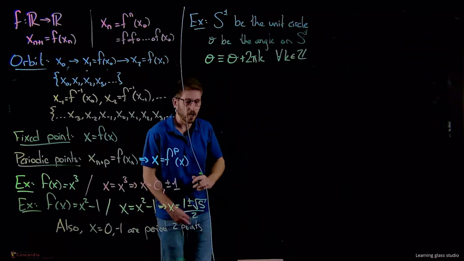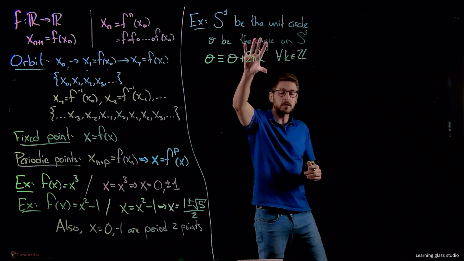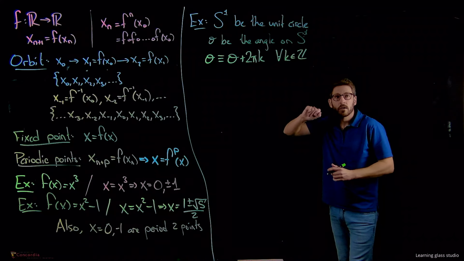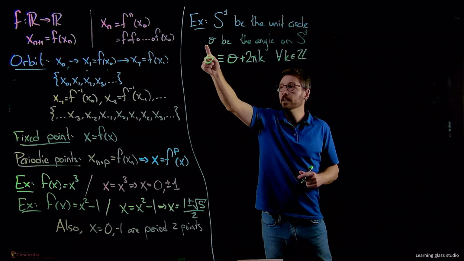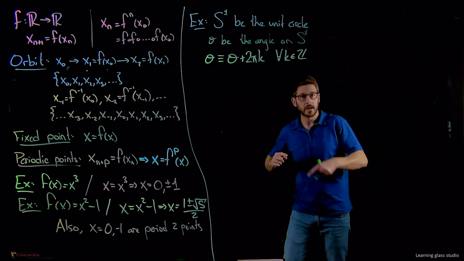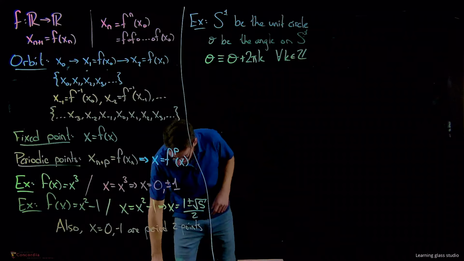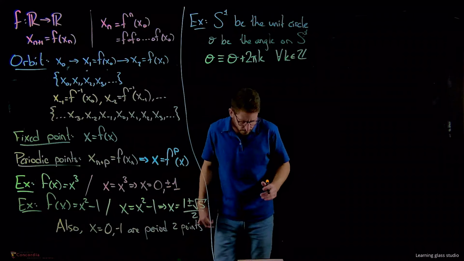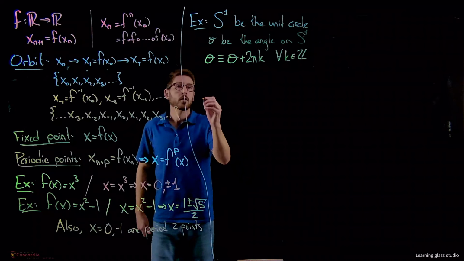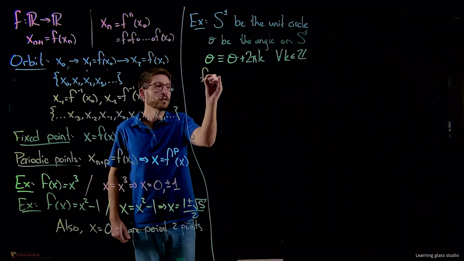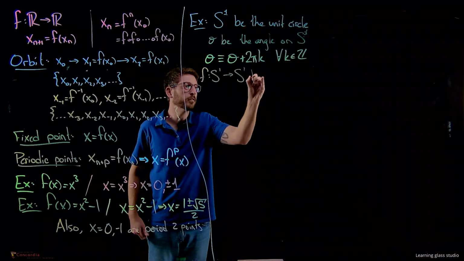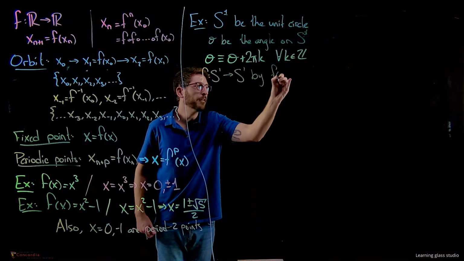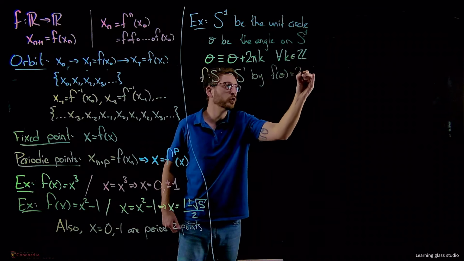This is just the basics: whenever I'm talking about the unit circle, I'm always going to parameterize it by its angle, and we're going to say it has a period of 2 pi. And then here's what we're going to look at. We're going to look at a function from the circle back to itself by f of theta equals 2 theta.